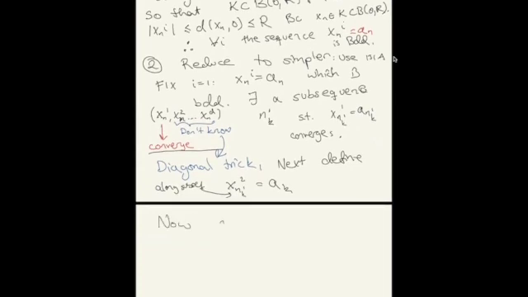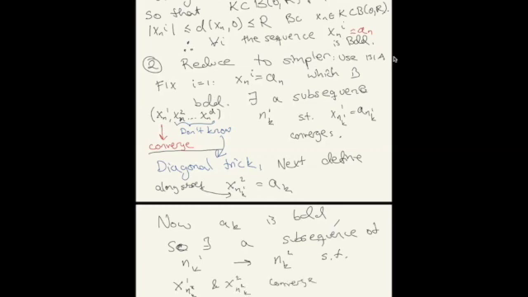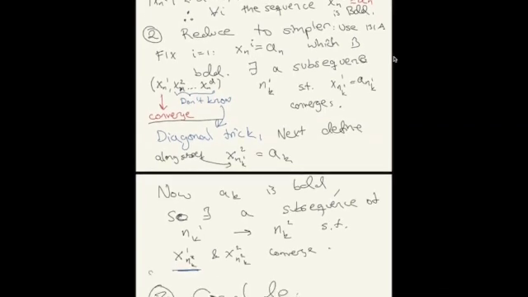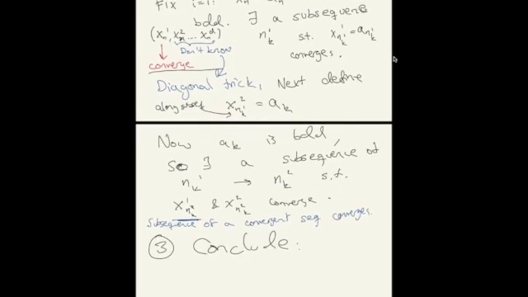Now, a_k is bounded, so there exists a subsequence of n_k^1, so some selection of indices here. This gives us n_k^2, so that x_{n_k^2,1} and x_{n_k^2,2} converge. And the reason for this is that if this is a subsequence of the previous one, this still converges. A subsequence of a convergent sequence converges. So we get the second component also to converge.